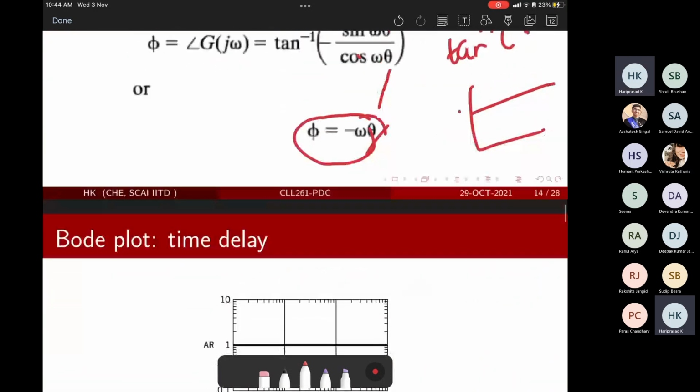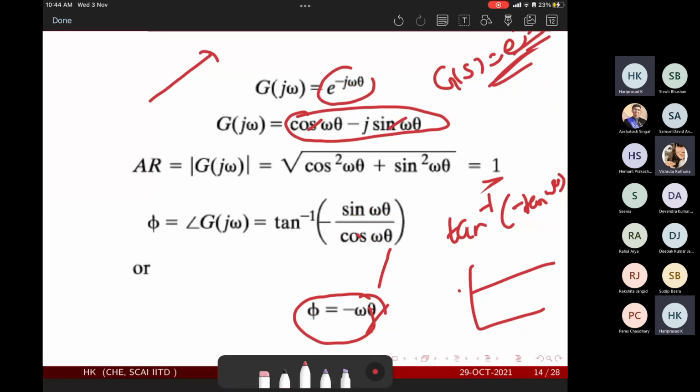So here also, what is happening is again tan inverse of minus sin theta. This minus has come out. That is this minus, and sin over cos is tan omega theta. Tan inverse and tan cancel. This minus stays and omega theta comes back. I hope this is clear, no? Any confusion on this?